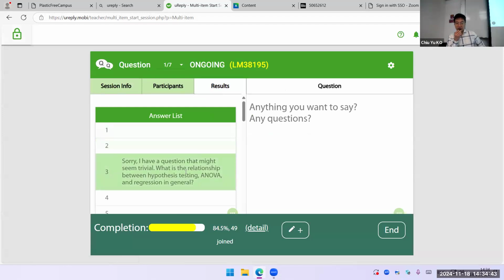So I think this is not trivial. I think that will be important. So the question here is, what are the relationship between hypothesis testing, ANOVA, and regression in general?